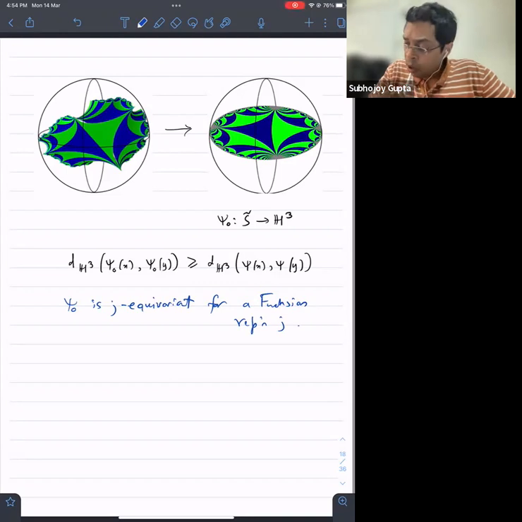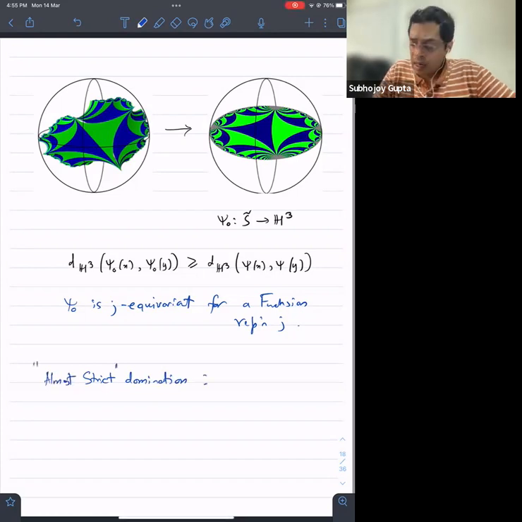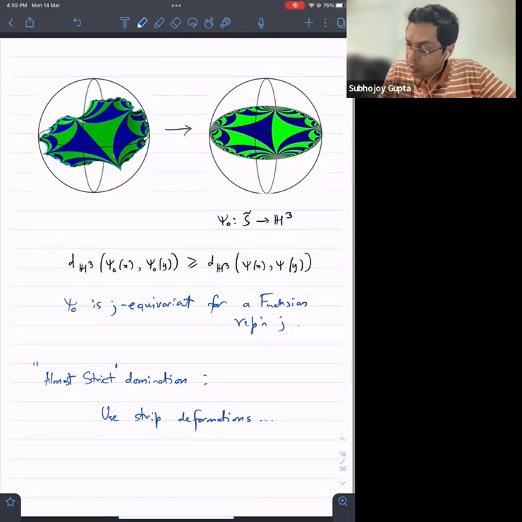And notice a couple of things. First, there was the second part of the theorem involving strict domination, and so almost strict. Let me just mention almost strict domination. For this, we need to do something more, and we need to do something with these strip deformations. So let me just not say much now, but you have to use strip deformations. Anyway, I won't mention much. So this is one thing.